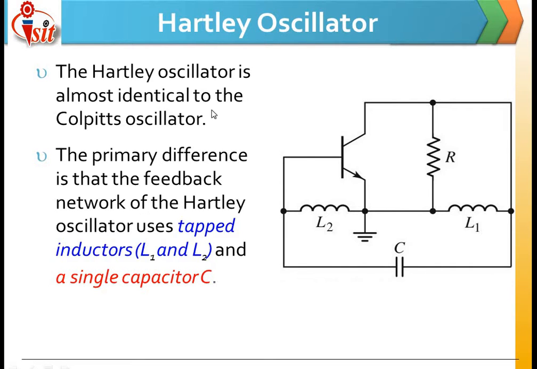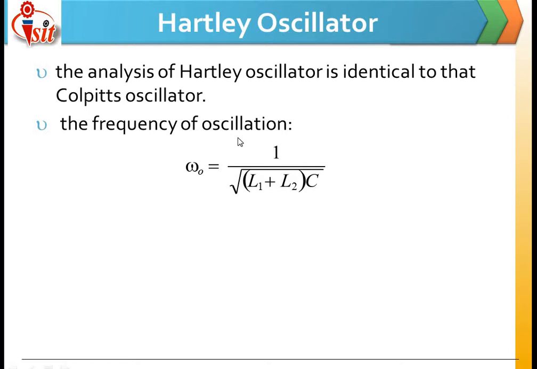Depending upon the series connection of L1 and L2 along with the parallel connection of the C, the Hartley oscillator is almost identical to the Colpitts oscillator, as I have discussed. The primary difference is that the feedback network of the Hartley oscillator uses tapped inductors, L1 and L2, like our Colpitts oscillator uses C1 and C2, and a single capacitor C. And here one transistor is used; for the transistor base, L1, L2 along with C input is given. Then next is the Hartley oscillator.